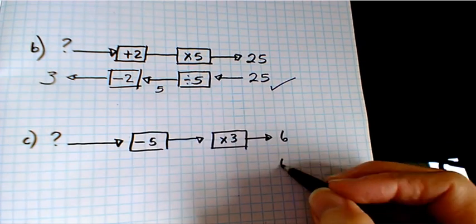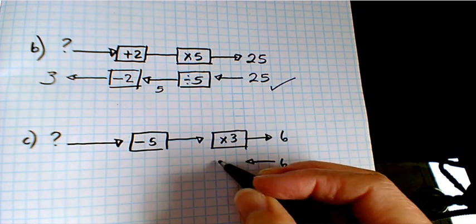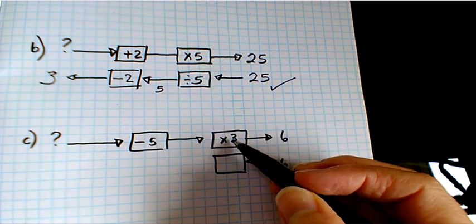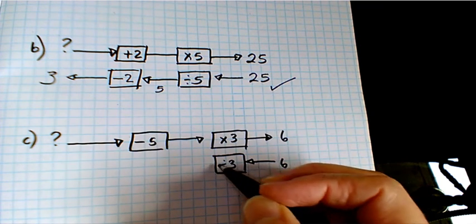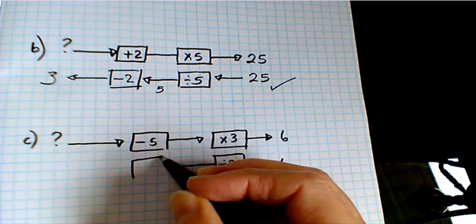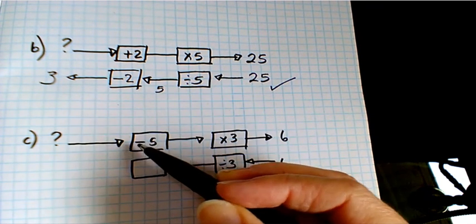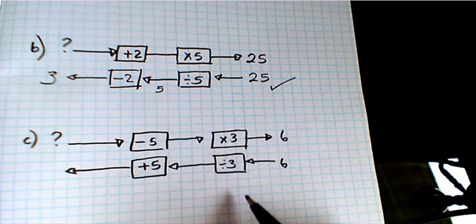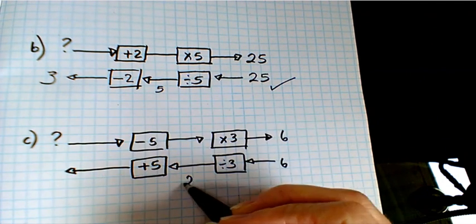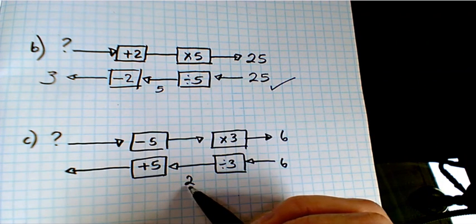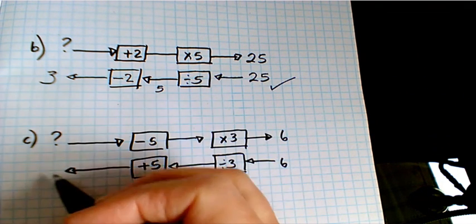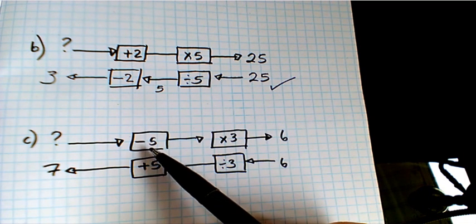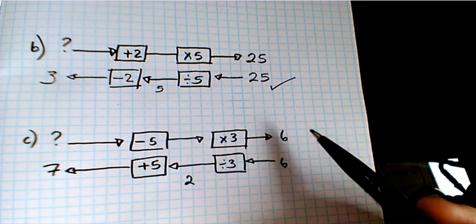So starting with 6, changing direction, I'm going to put my inverse operation here. So the inverse of times by 3 is divide by 3. Still changing direction. The opposite of take away 5 is add 5. And that will reveal my answer. So 6 divided by 3 is 2. And then 2 add 5 is going to give me 7. Am I right here? I've got 7. Take away 5 is going to give me 2. And 2 times 3 is 6. So I'm right.